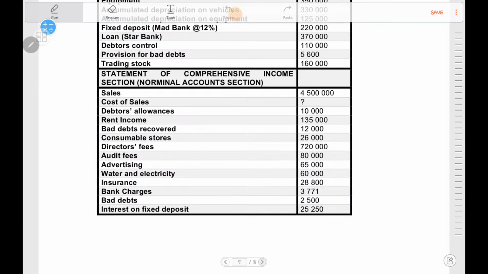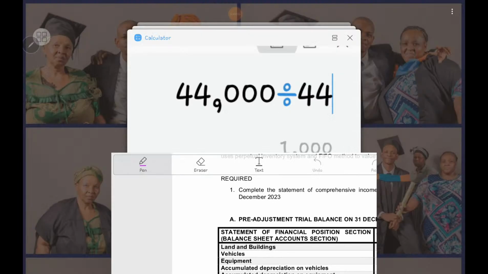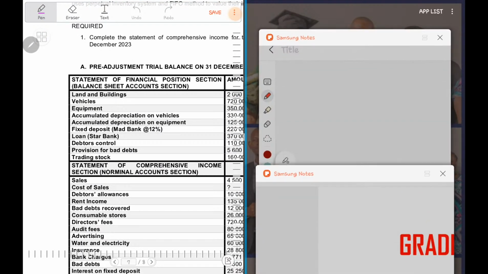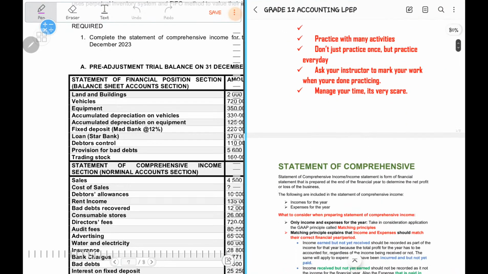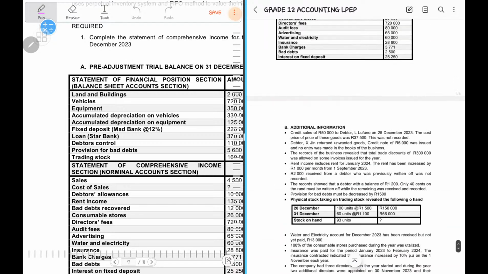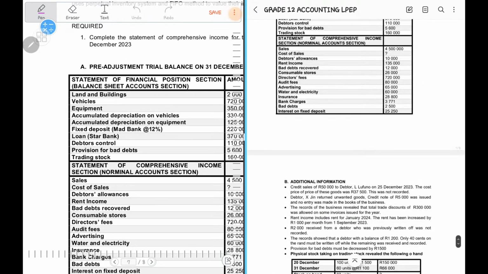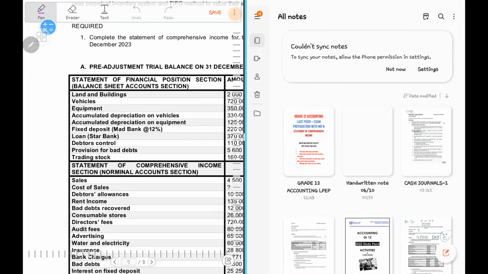So now let's start completing the statement of comprehensive income. I hope you can see. Oh, I didn't add the answer book. Then I'll have to create a new one.